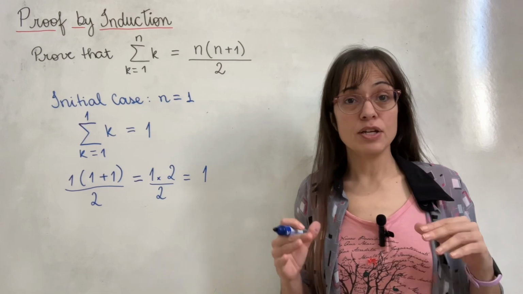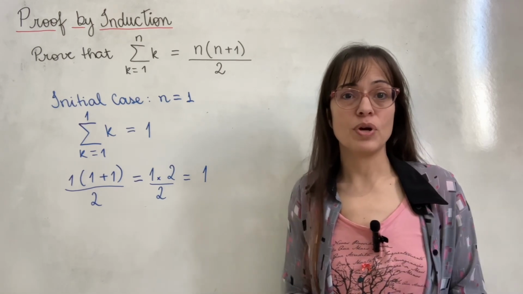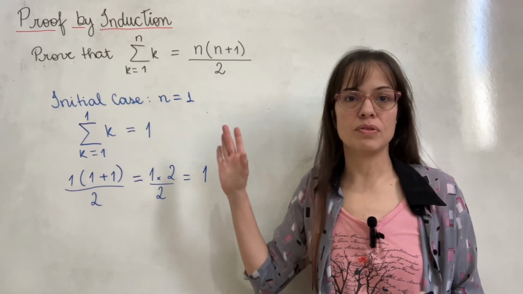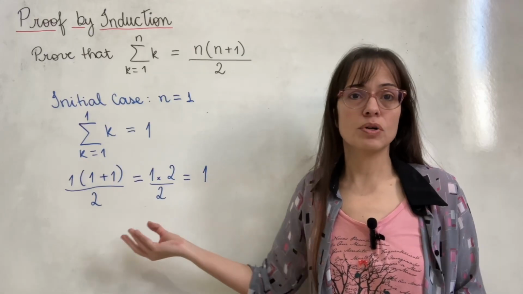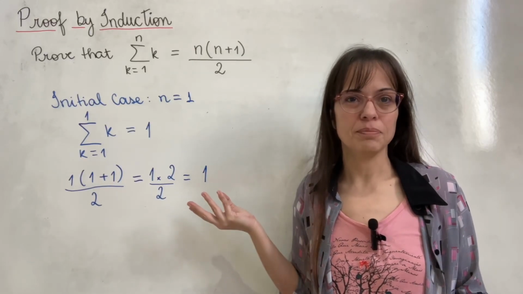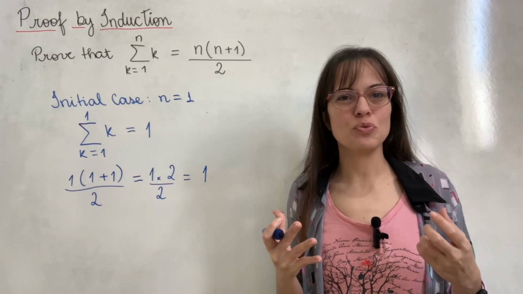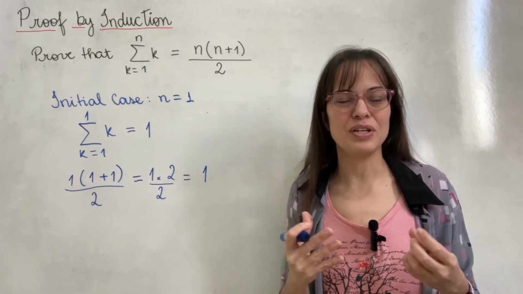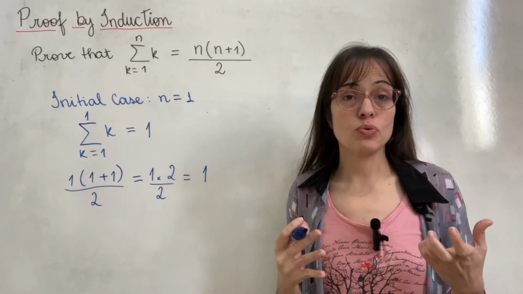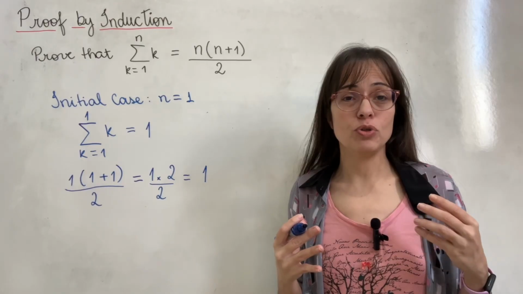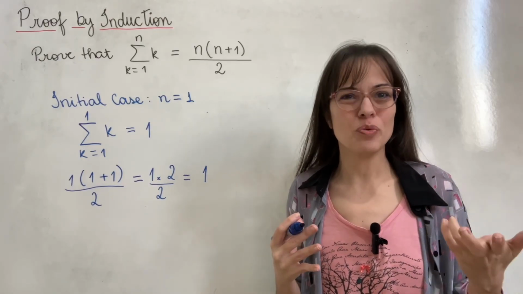In terms of getting all the marks in an exam question, what you need to make sure of in this part is that you are writing really slowly, because you know that the thing that you're trying to prove here in the case n equals 1 is going to be true. So it's like a show-that question. It's not about you checking if it's true. You already know it's true.